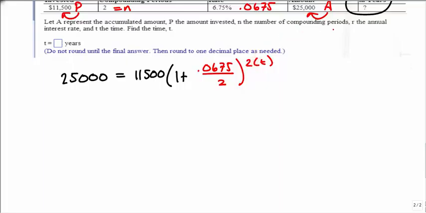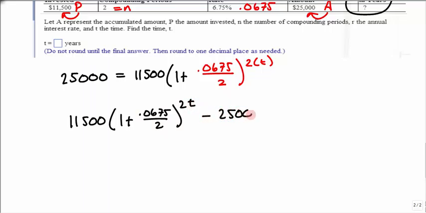T is in my exponent, so if I want to run through this with logs I can, or I can just graph this to start with to see what I have. If I were to graph this, this would look like 11,500 times (1 plus 0.0675 over 2) to the 2t. I'll use an x there, and then I'd subtract the 25,000, so this is equal to 0. So this is what I would do for graphing. I need to set it equal to 0, so let's go ahead and graph that.